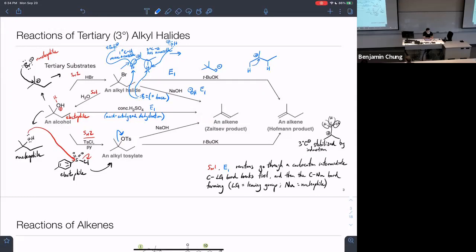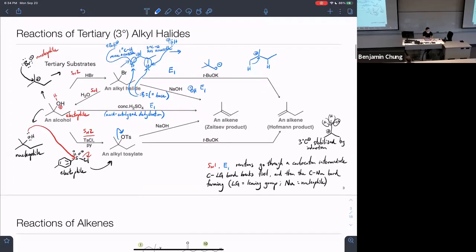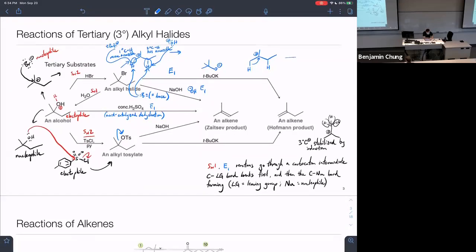Well, it wouldn't go the other way around. You're already at the most stable carbocation at this stage because you already have a tertiary carbocation. This would not be favorable because you would then have a primary carbocation. Your H would go there, right? So there wouldn't be a driving force for that because your most stable species is already the tertiary carbocation. Any other questions?